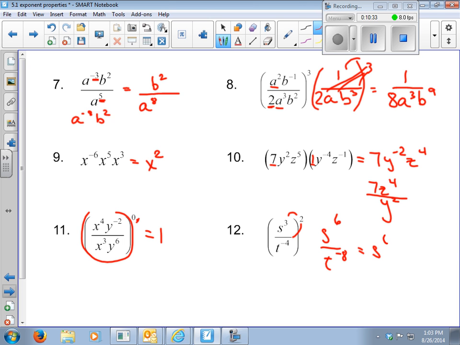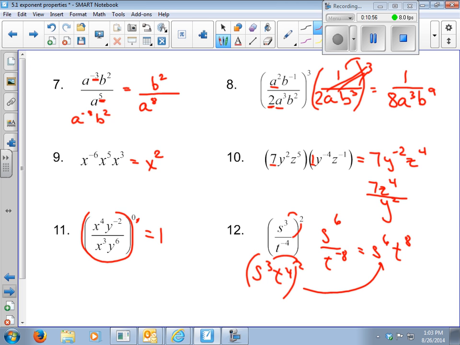And that one's finished. Some people like to start on the inside first and see the negative power and flip that right away. S to the 3rd, t to the 4th, and then it's raised to the 2nd power. Then go backwards, and you'll get the exact same thing as we got right here. So there are multiple ways to get to some of your answers. Hopefully we all end up in the same spot.